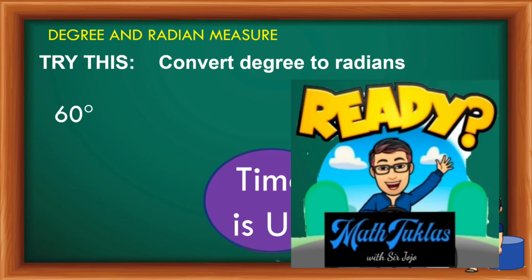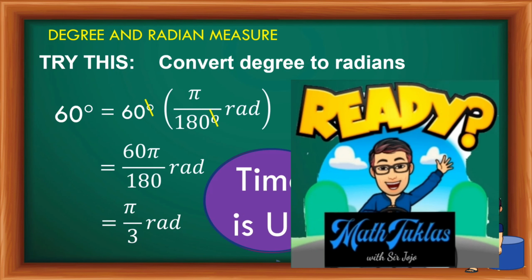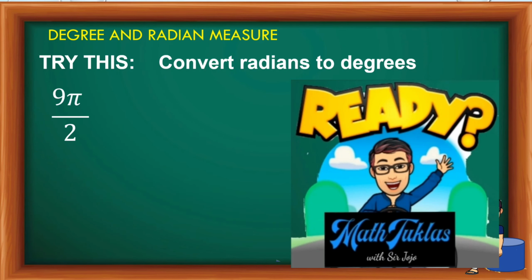Time is up. So let us find out if our answer is correct. If your answer is pi over 3 radian, you are correct. Let's have another one. How about this one, 9 pi over 2. You are going to convert that to degrees in 10 seconds. The time starts now.